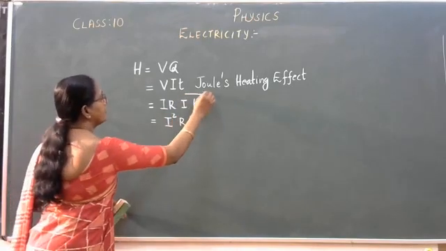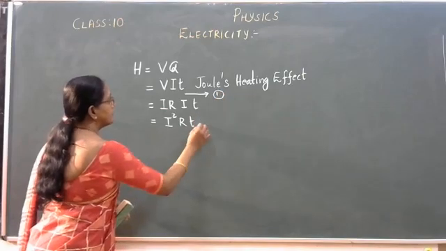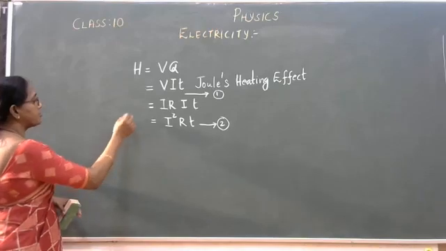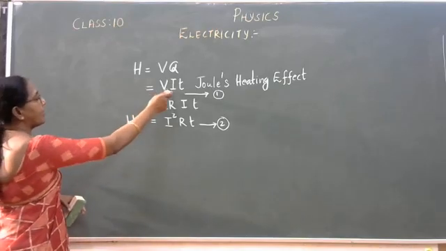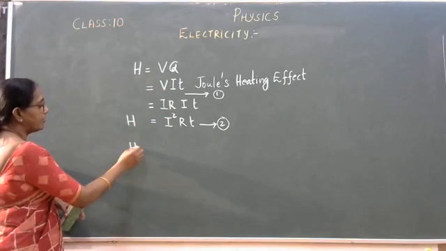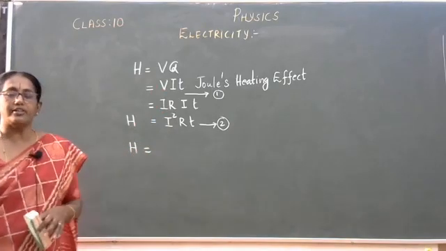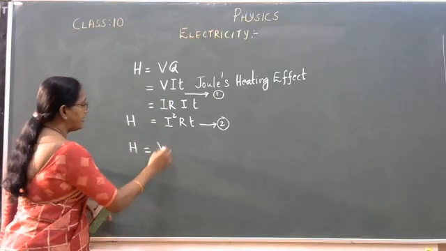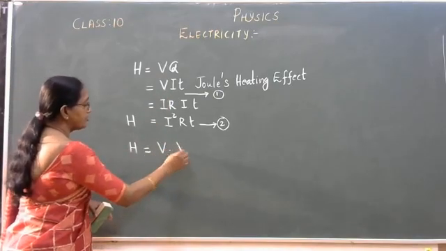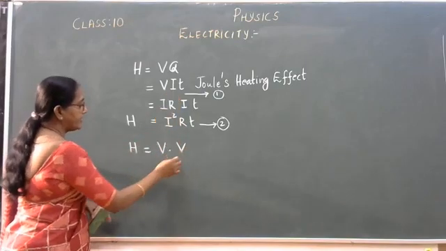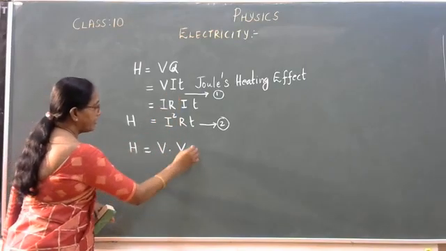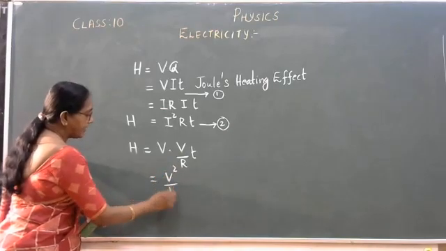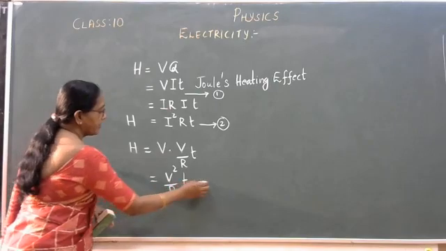So this is one equation, this is the second equation, and again we can substitute for I from Ohm's law as I is equal to V by R. Therefore, this equation can be rearranged as V into, instead of I, V by R, into T. Therefore, this equation will become V square by R into T. Equation number 3.